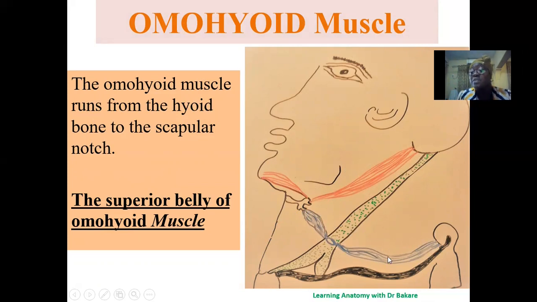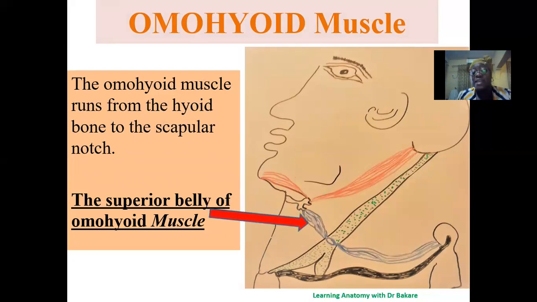The posterior belly, we've talked about it during our lecture on the posterior triangle, that divides the posterior triangle into the occipital triangle and the supraclavicular triangle, or the subclavian triangle. So we'll be focusing on the superior belly of the omohyoid and also the anterior and the posterior belly of the digastric muscle. Looking at the configuration of these two muscles, we are able to divide the anterior triangle into the subdivisions that it is made up of.